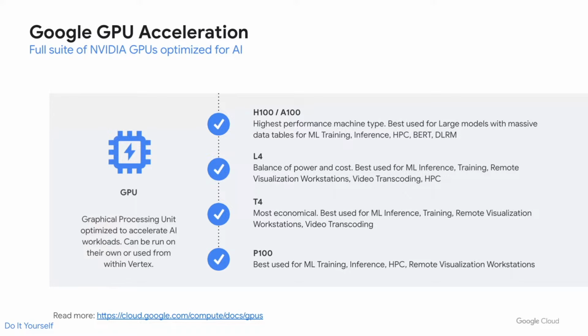And Google makes available GPUs. We have a full suite of NVIDIA's latest GPU offerings ranging from the H100s and A100s, super high performance, outstanding for use with large language models, all the way through things that are a little bit more cost-effective or a little bit more balanced, like L4s and T4s, and down to P100s, where now you're able to start bringing in some remote visualization to be able to better display the data that you're working with.